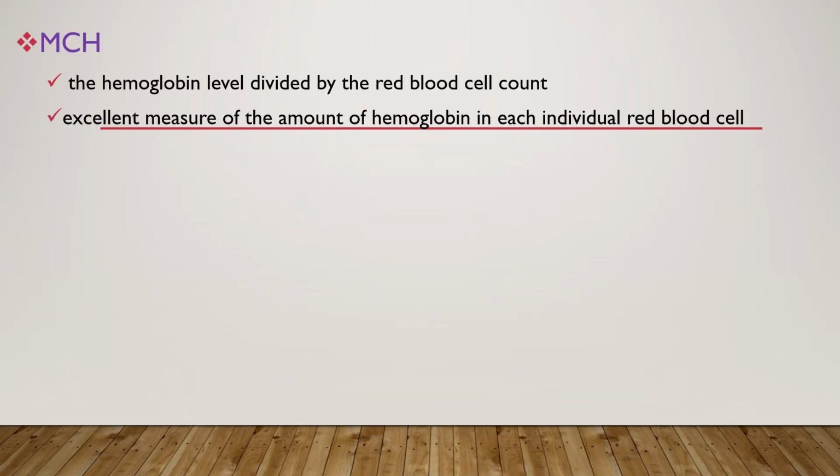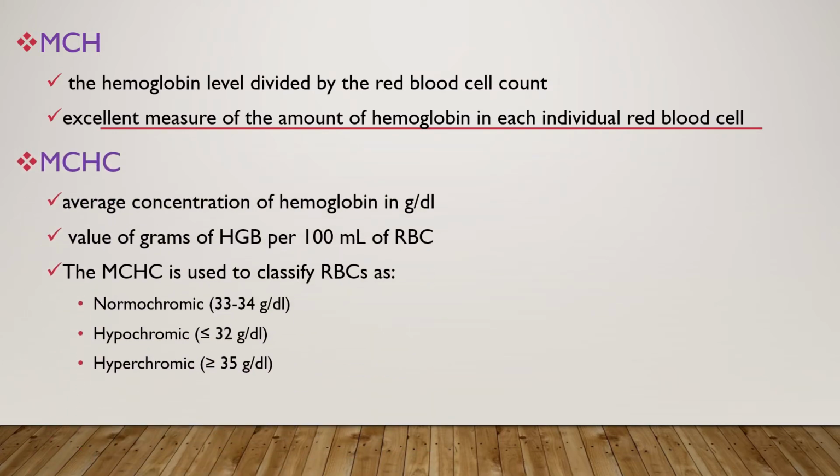The other important component of RBC indices is the MCH. This MCH is calculated by dividing hemoglobin level by red blood cell count, and this is an excellent measure of the amount of hemoglobin in each individual red blood cell. And MCHC is the average concentration of hemoglobin in gram per deciliter, that is, the grams of hemoglobin per 100 ml of RBC. This MCHC is used to classify RBC as normochromic if MCHC is between 33 to 34, hypochromic if it is less than 32, and hyperchromic if it is greater than 35 gram per deciliter.